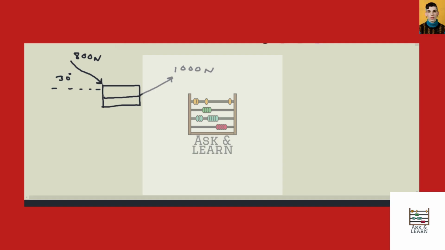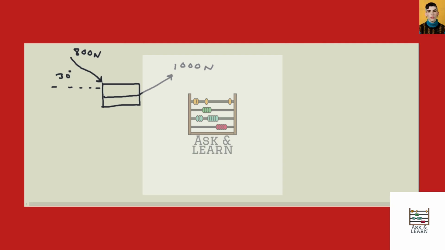So in this problem, we have a crate that's being pulled on the right side with a force of 1,000 newtons. And on the left side, it's being pushed with a force of 800 newtons at an angle of 30 degrees. And you want to find the distance, s, that this crate travels when the velocity is 6 meters per second, which we'll call v2. And we're also given the coefficient of kinetic friction, 0.2, and the mass of this crate at 100 kilograms.